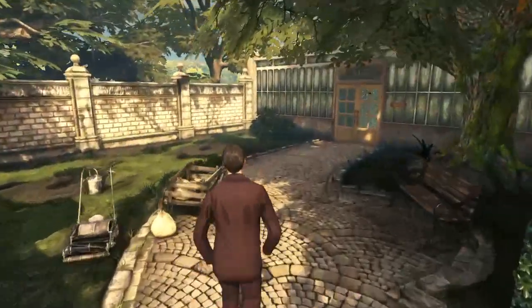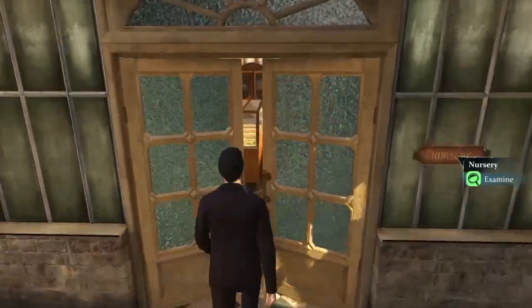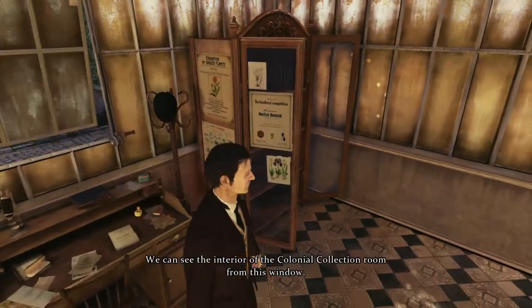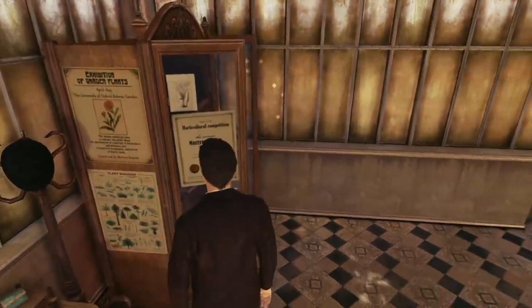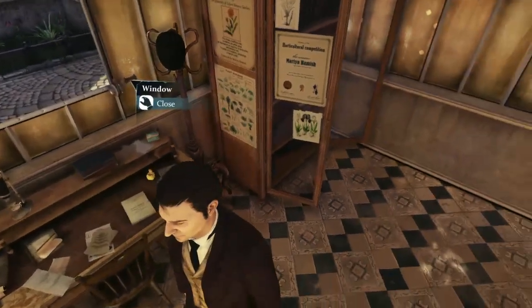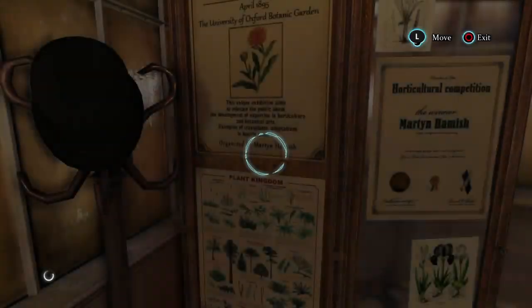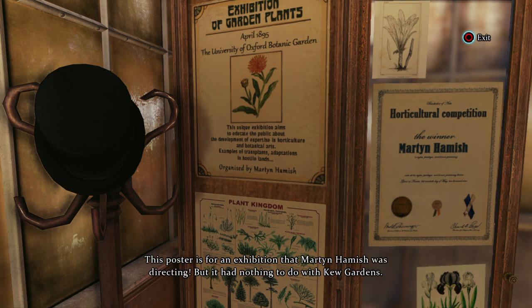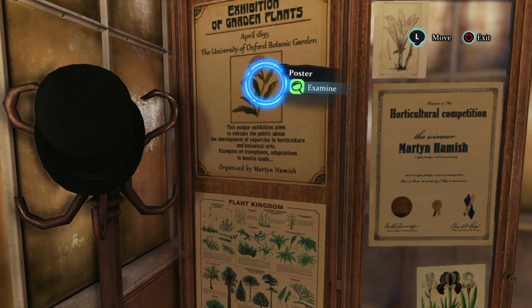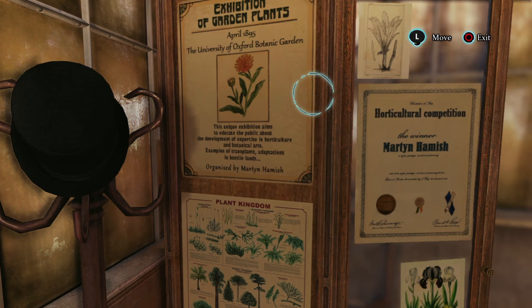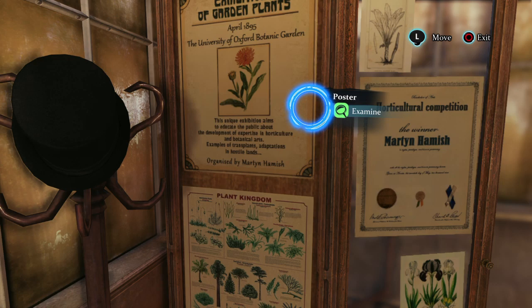Let's walk all the way around here. Let's get in the nursery one more time. Let's see if we can find something else of importance. Posters. We can see the interior. I want to see the posters. Sometimes it's not that easy. This poster is for an exhibition that Martin Hamish was directing. But it had nothing to do with Kew Gardens. Oxford Botanic Garden. To educate the public about the development of expertise in horticulture and botanical arts, example of transplants, adaptations in hostile lands.